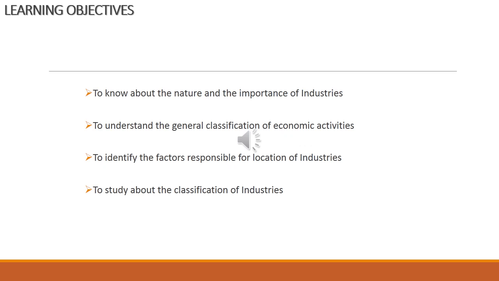So these are the learning objectives you are going to learn: to know about the nature and the importance of industries, to understand the general classification of economic activities, to identify the factors responsible for the location of industries, then to study about the classification of industries.